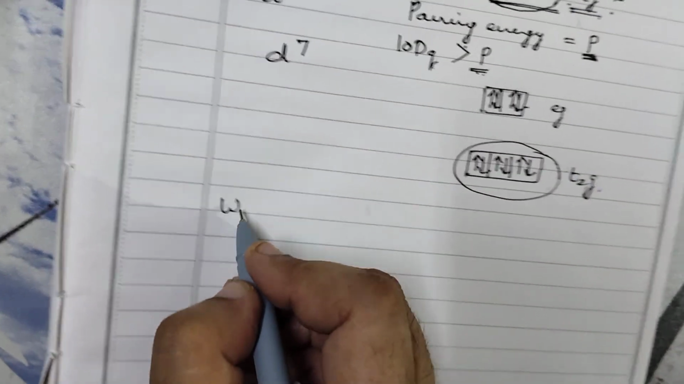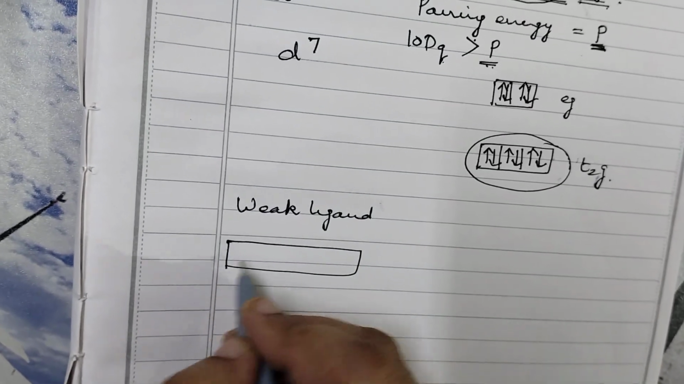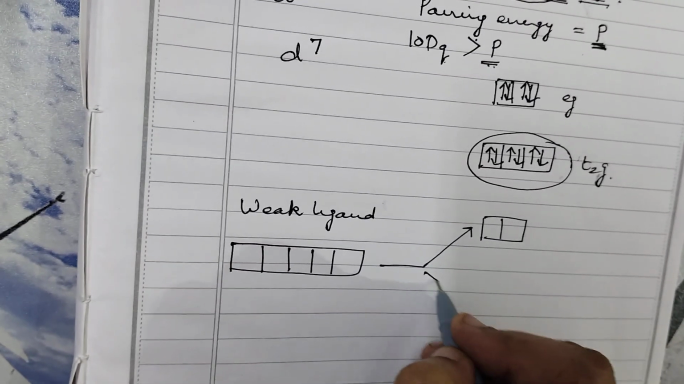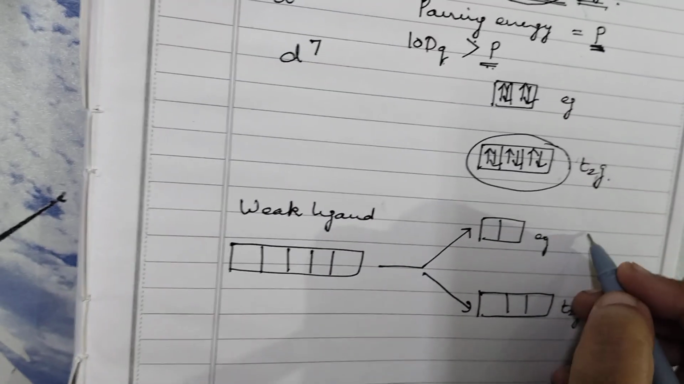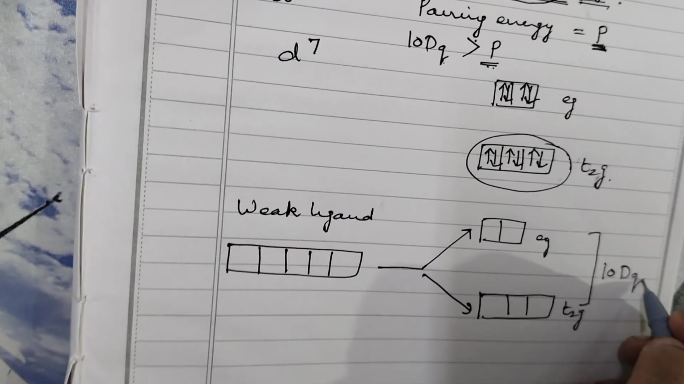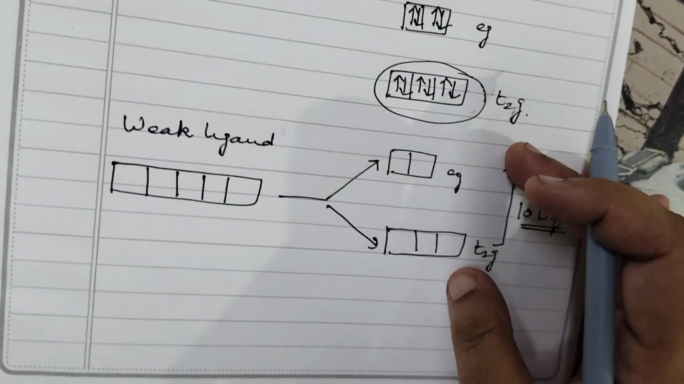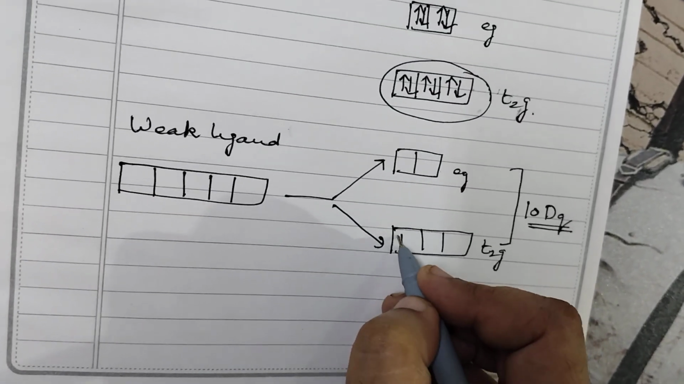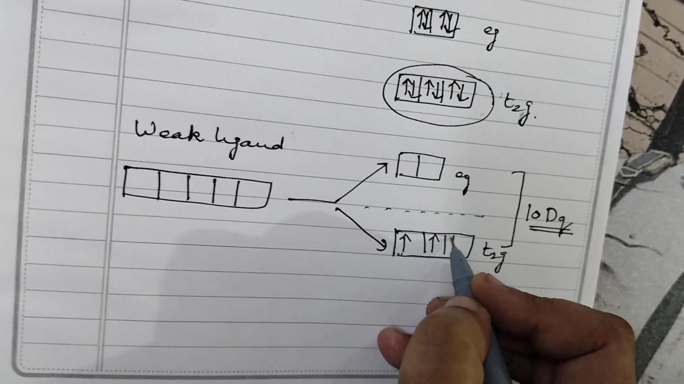On the other hand, when the ligand is weak, the crystal field splitting is less. That is, 10 dq is very small. This is EG and this is T2G. Now this gap is less, but we still represent it by 10 dq only. So in the strong ligand, this gap was more, and in the weak ligand, this gap is less. So what will happen? The first electron will come in T2G because it has lower energy. So first electron, second electron, third electron.